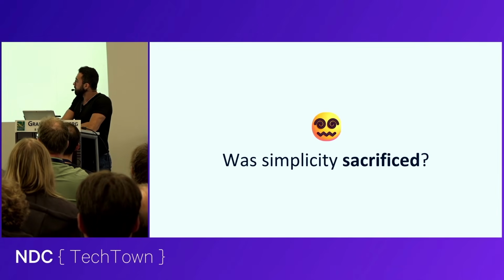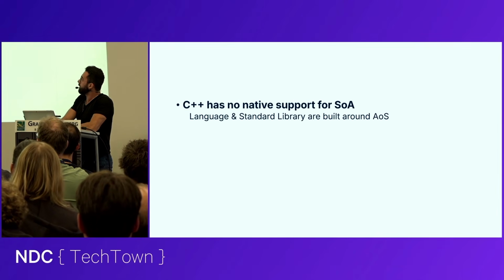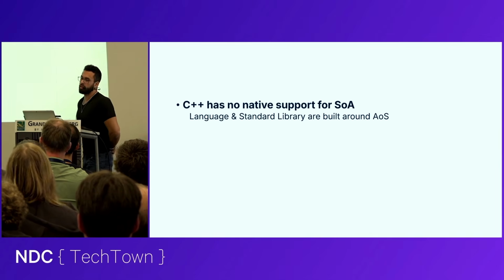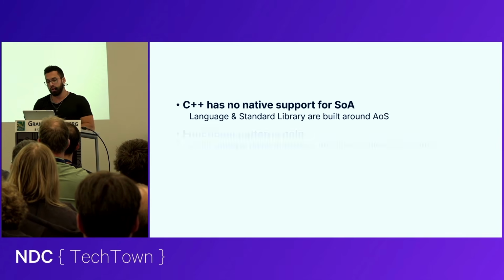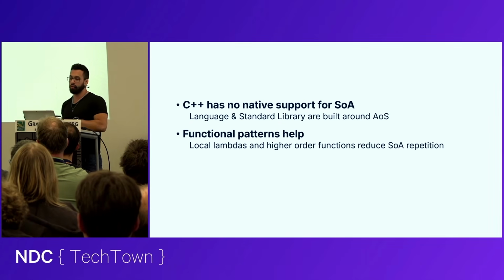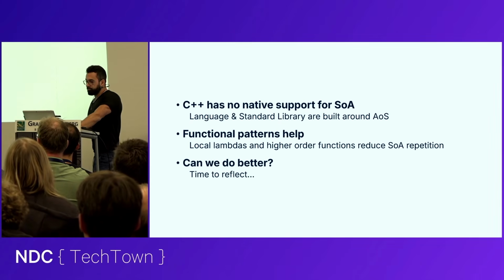The last thing I want to talk about is, did we sacrifice simplicity with SOA? And I think we did. The problem is that C++ really has no native support for SOA. Both the language and the standard library are designed around AOS. You can get around some stuff by using lambdas, and it does help with repetition. But can we do better? And I think we can.